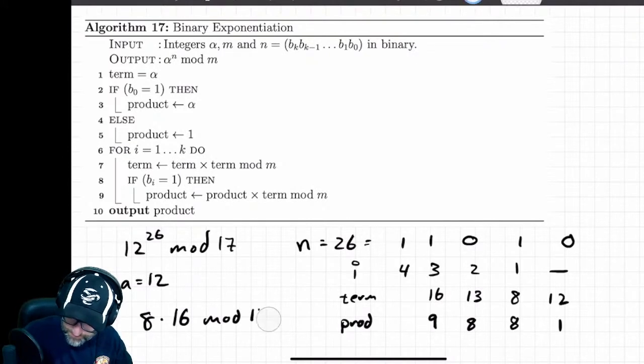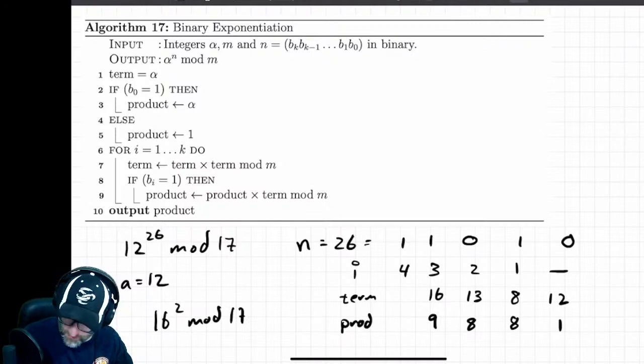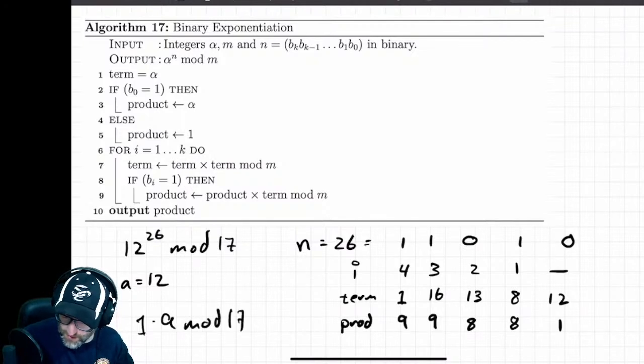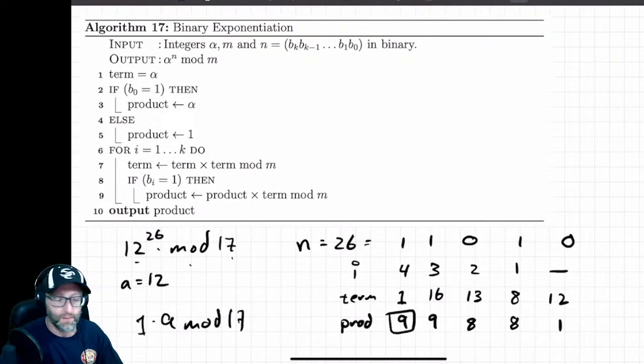Next iteration, we square the term unconditionally. So 16 squared mod 17, and without belaboring the point, that's just going to be 1. That's a remainder of 1. And so really easy here. Again, the bit string here is 1, so we do include that factor in our exponentiation. 1 times 9 mod 17 ends up giving us 9. Right? And you can verify that 12 to the 26 mod 17 is indeed 9. That's our final product.